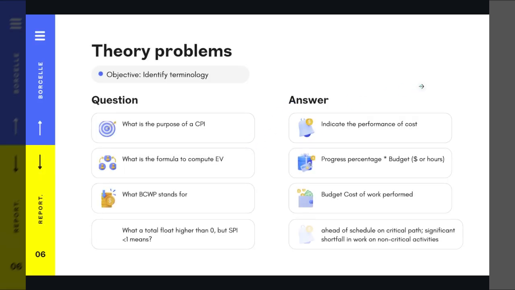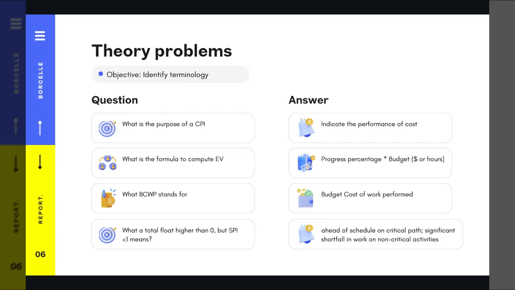So now that we have reviewed some basic concepts, what kind of theory questions could come in the exam? For example, what is the purpose of CPI? And the answer will be to indicate the performance of cost. Another question type: what is the formula to compute an EV? And I previously showed you, it is progress percentage times the budget, either dollars or hours. And there could be a question about what BCWP stands for. It stands for budgeted cost of work performed.